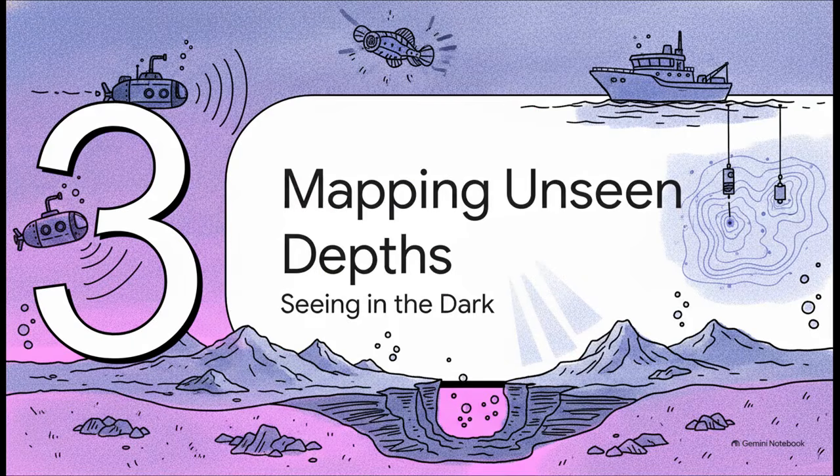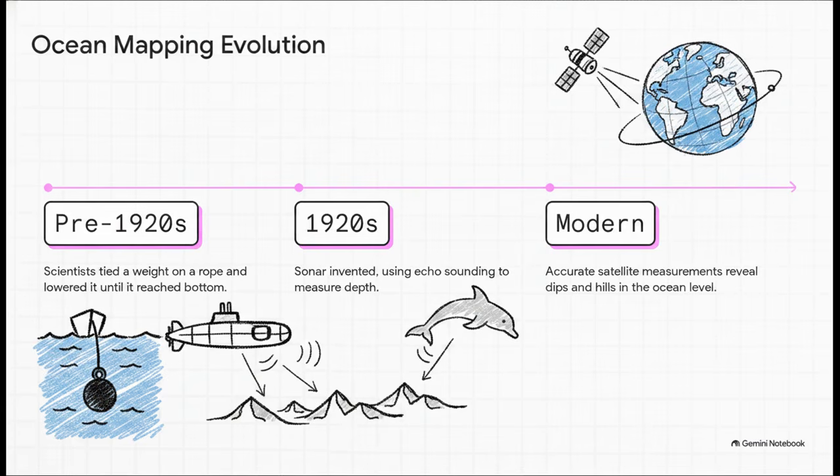Which brings us to our third stage, mapping the unseen depths. We're talking about seeing in the dark. Historically, mapping the dips and mountains of the ocean bottom was, honestly, incredibly primitive. Scientists literally tied a weight to a rope and dropped it over the side. A shockingly slow and frankly imprecise method. But by the 1920s, sonar was invented. Much like dolphins using echolocation, ships could send sound waves down to the bottom and just measure how long the echo took to return. This technology was rapidly refined during World War II by submarines that needed to navigate blindly.